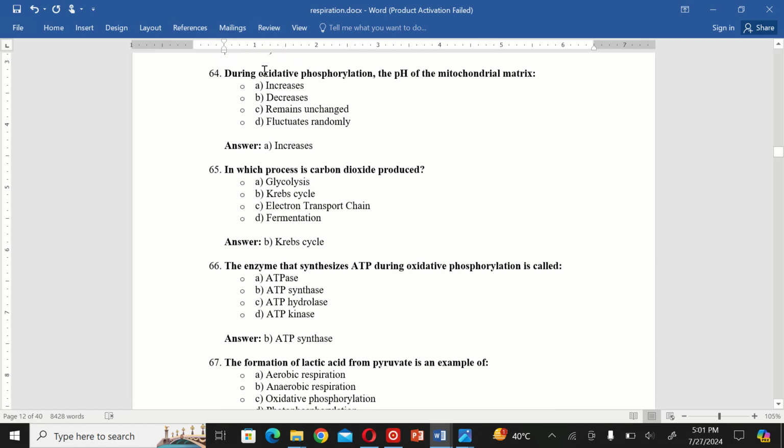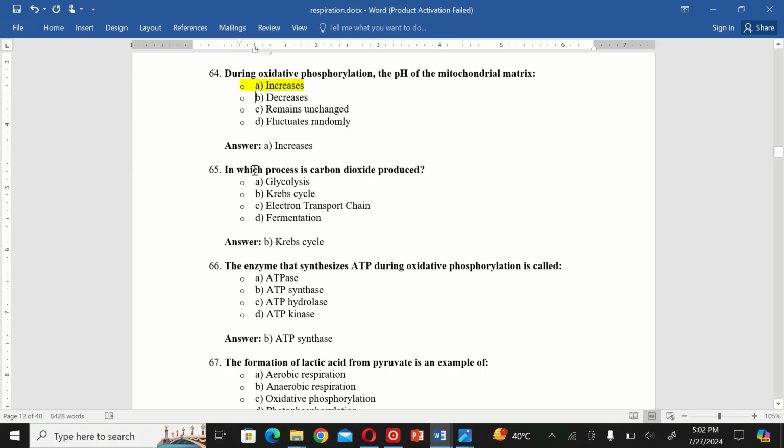The next MCQ is: during oxidative phosphorylation, the pH of the mitochondrial matrix A. increases, B. decreases, C. remains unchanged, and D. fluctuates randomly. So the correct option is A, increases.